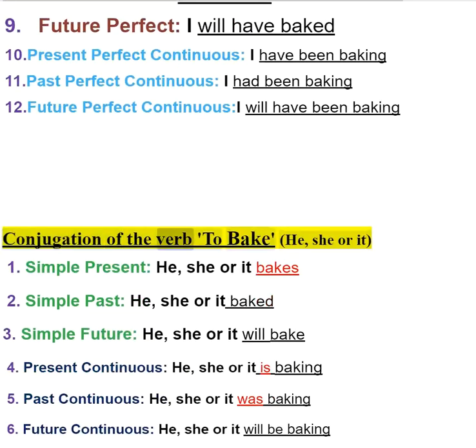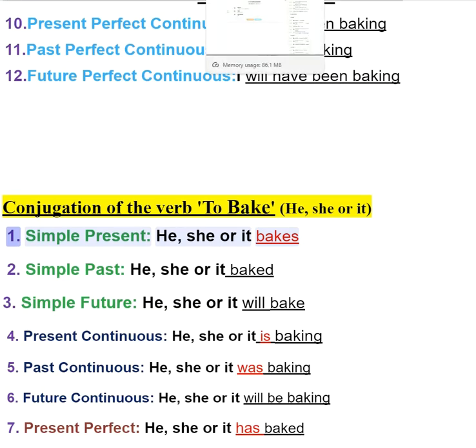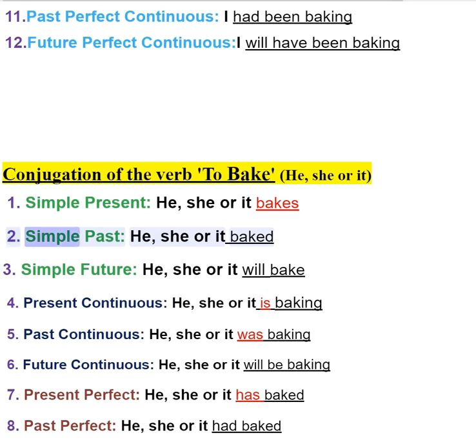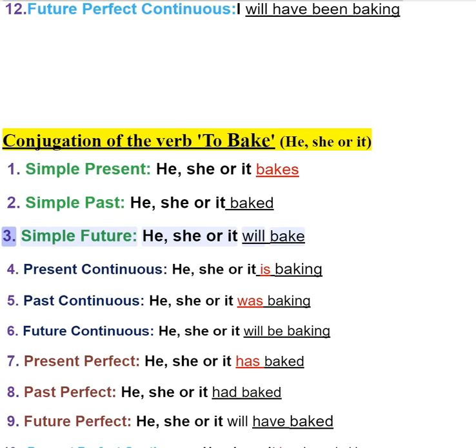Conjugation of the verb to bake, he, she, or it. 1. Simple present, he, she, or it bakes. 2. Simple past, he, she, or it baked. 3. Simple future, he, she, or it will bake.